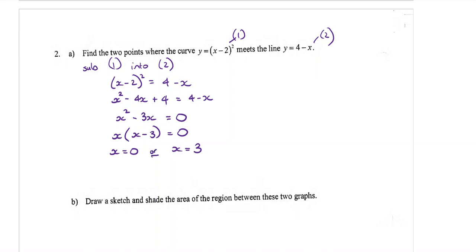Because these are points, the x values are not enough, I have to find the y values as well. You can sub these into either one. I think 2 is the easiest. If I sub 0 into there, it would be 4 minus 0, which is just 4. So I would get y equals 4 for that one. And when x equals 3, 4 minus 3 is 1. So my 2 points of intersection are 0, 4, and the other one is 3, 1. Okay, so this is setting up the question so that we can find the area.